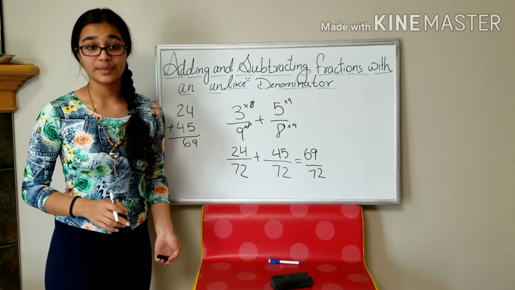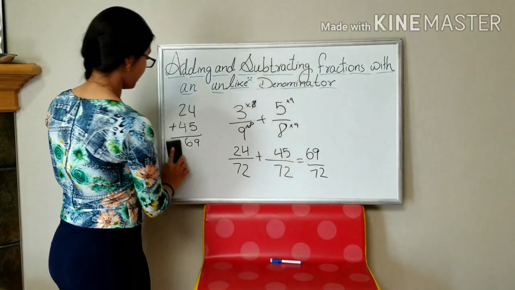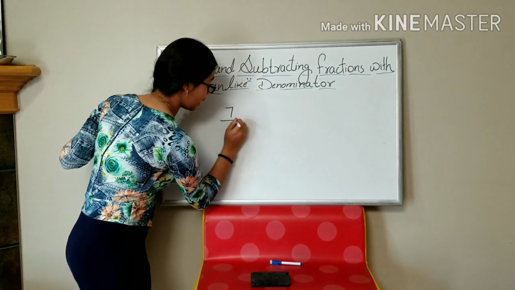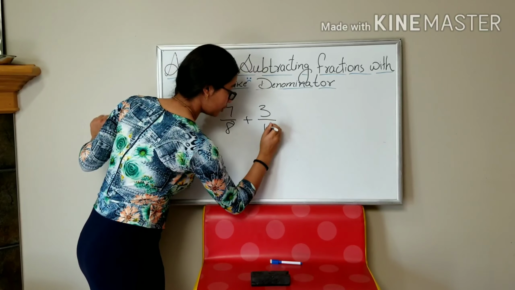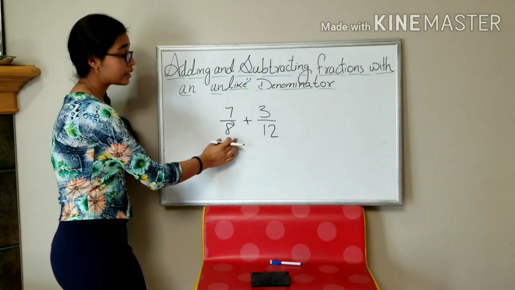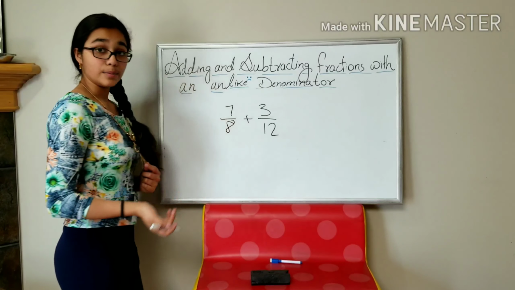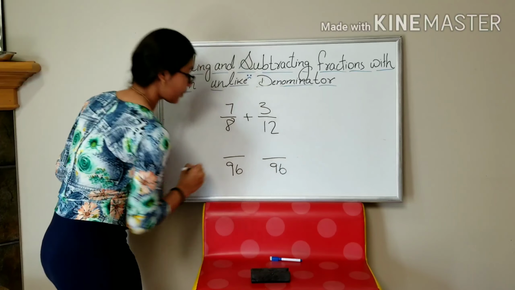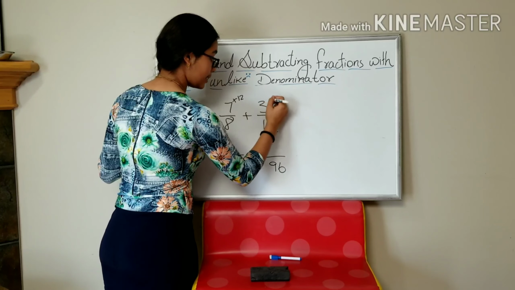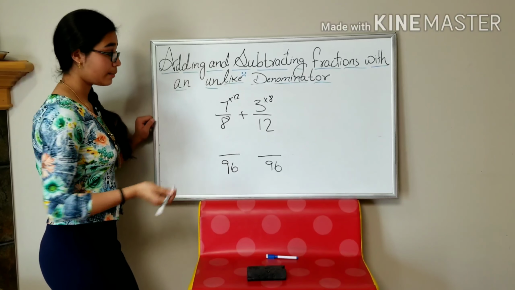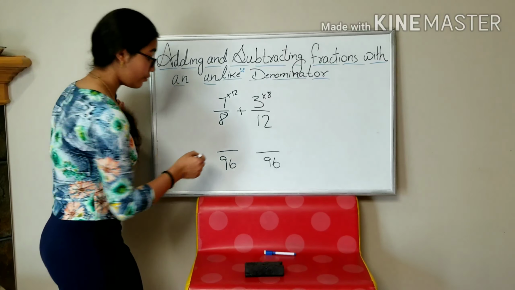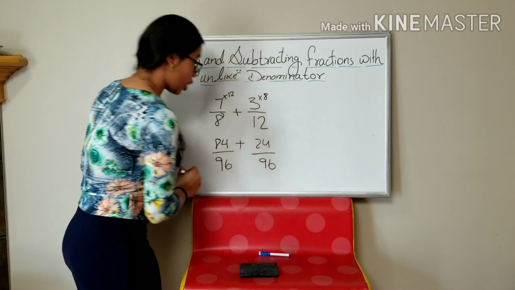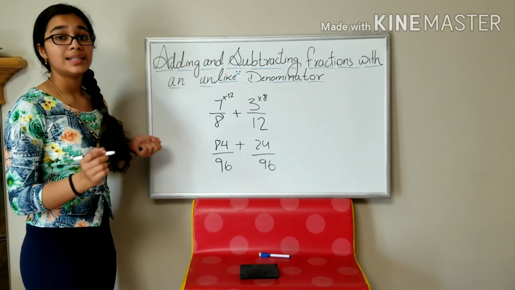This can take a lot of steps sometimes. Now, let's do one with a larger denominator. Our next example will be 7 over 8 plus 3 over 12. Now, as we've discussed, we would multiply the 8 and 12 together. 8 times 12 gives us 96. So both our denominators will be 96. We would have to do this times 12 and this times 8. 7 times 12 gives us 84. And 3 times 8 gives us 24. So all we do is add the 84 plus 24, and our 96 would remain the same.